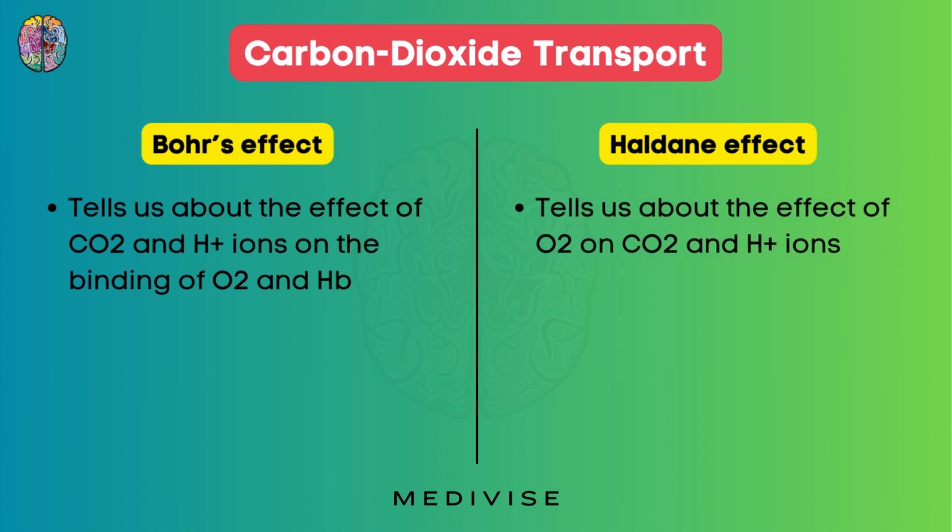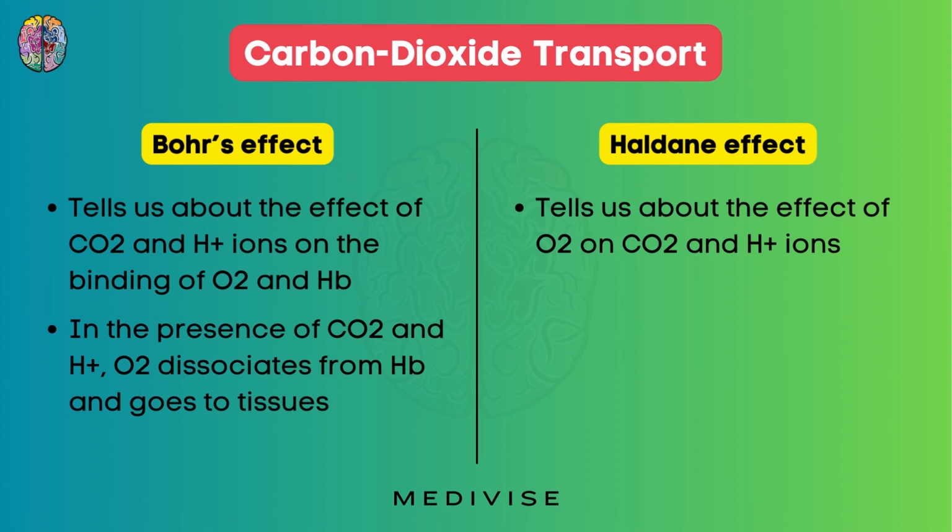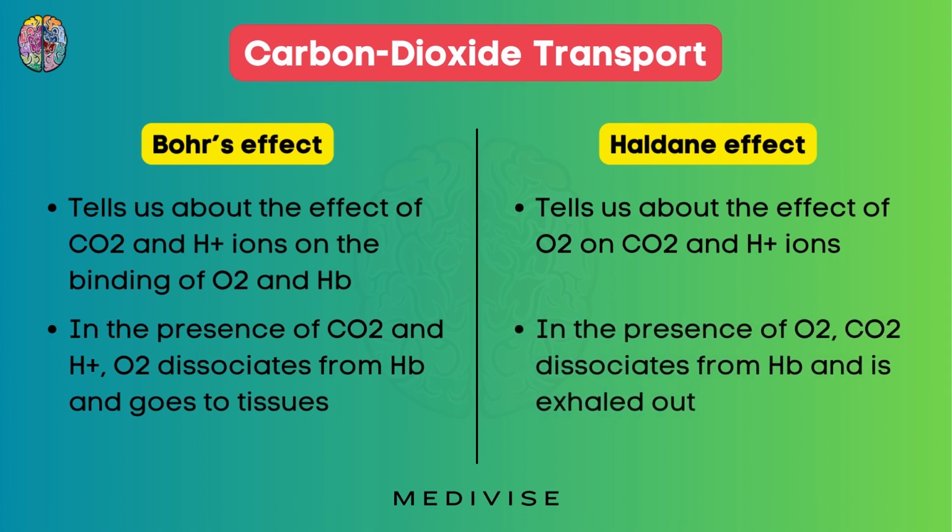It tells us about the effect of oxygen on the carbon dioxide and H+ ions. Just summarizing, in the presence of carbon dioxide and H+ ions, the oxygen dissociates from the hemoglobin and goes to the tissues, and in the Haldane effect, in the presence of oxygen, carbon dioxide dissociates from the hemoglobin and is exhaled out, which is what we just saw. In the presence of oxygen near the lungs, the whole equation is reversed, leading to the formation of carbon dioxide, which is exhaled out.